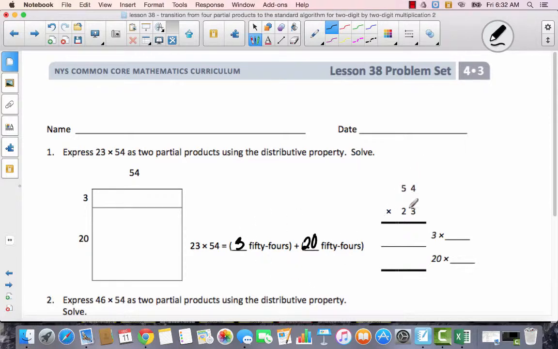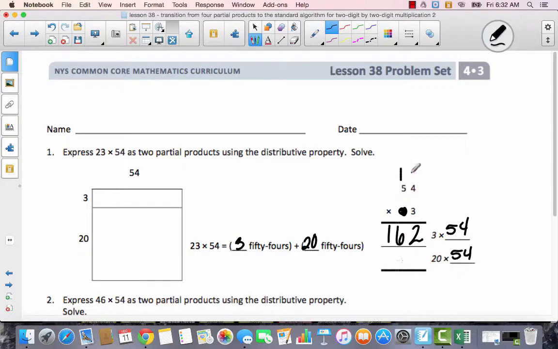So now when we do 54 times 3, we've got 3 times 54, and then we've got 20 times 54. If you remember, when we first do this, we're going to pretend that this 2 is not even here, and we're going to do 54 times 3. So 4 times 3 is 12. This is where it gets a little bit tricky because you have to use some regrouping. So I have to carry the 1. 5 times 3 is 15, plus 1 is 16.